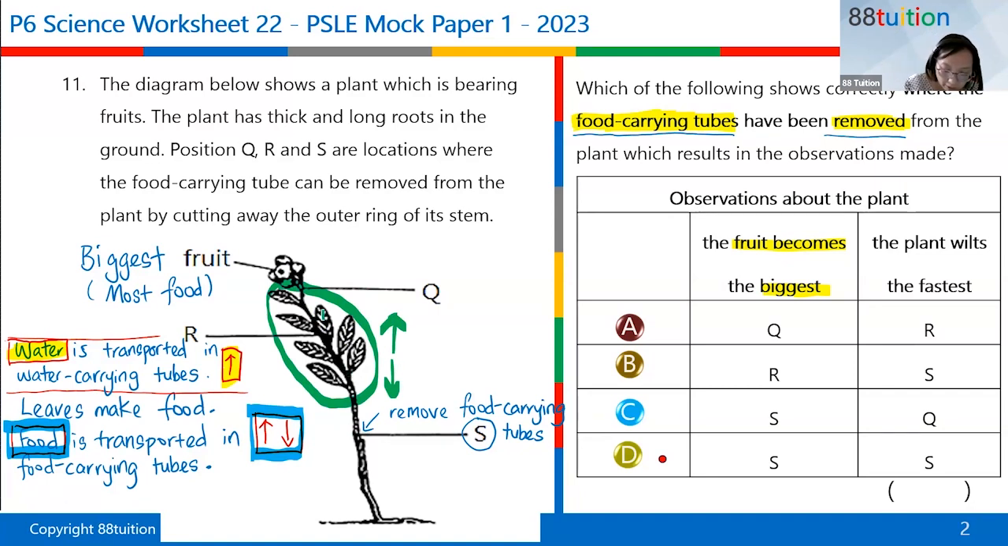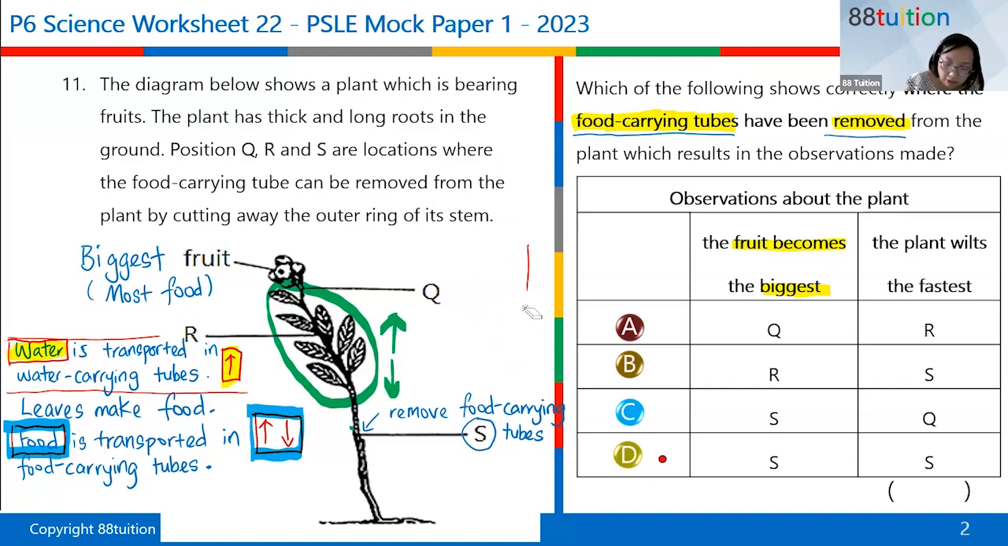But the problem is when the food goes downwards, it will get stuck here, right? Because here I removed the food carrying tubes. It's just like a road. Okay, so this is a road. At first it's a continuous road, but now I remove part of the road, so it becomes like that. Then your cars, I can't draw cars, your cars cannot move downwards anymore. Your cars can only go upwards, but your car cannot go downwards because there is a space here where you removed the food carrying tubes.